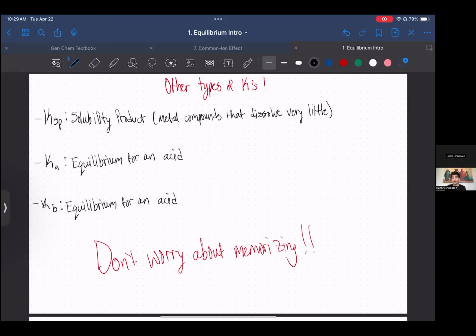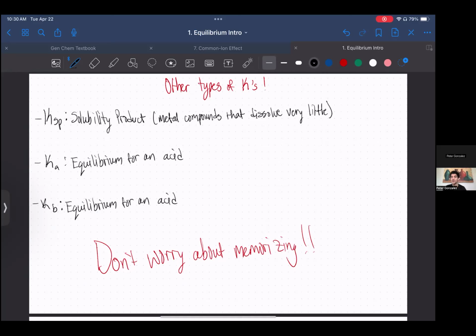Or like a lot of ammonium salts are used in like ice packs and stuff like that. So there are a lot of metal compounds that dissolve really well, but there are others that hardly dissolve at all, you know? And we use solubility product to describe, okay, if you have this really crappy metal, but then you add something to it, how would that impact it? That's what it's really good for.